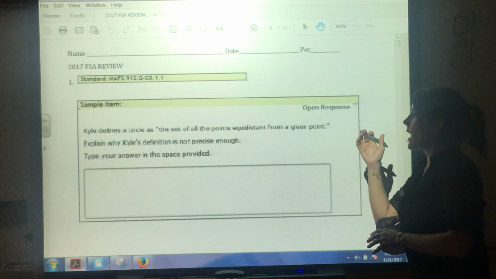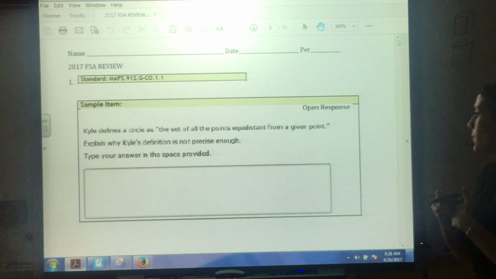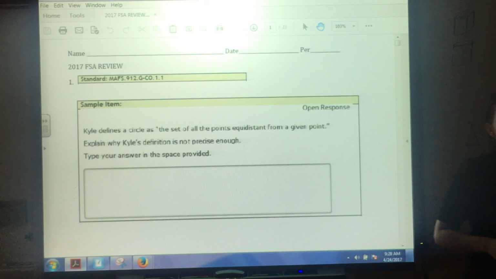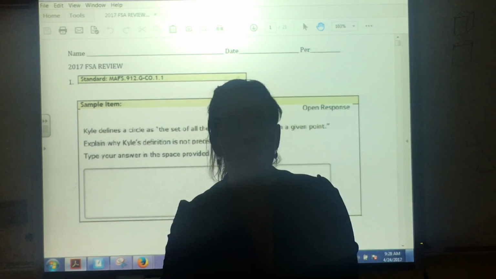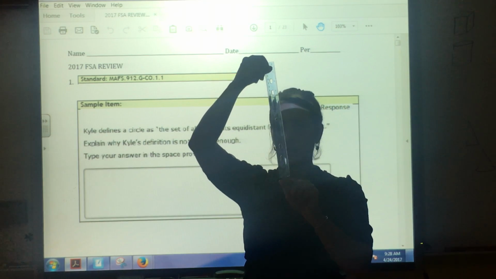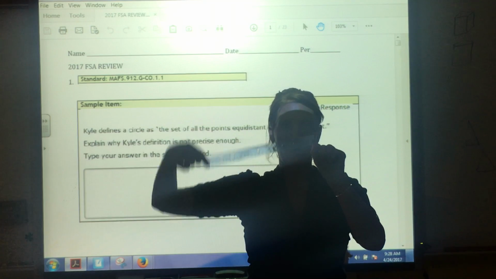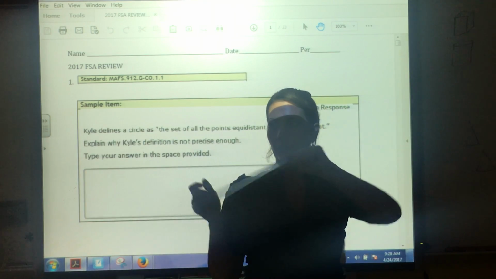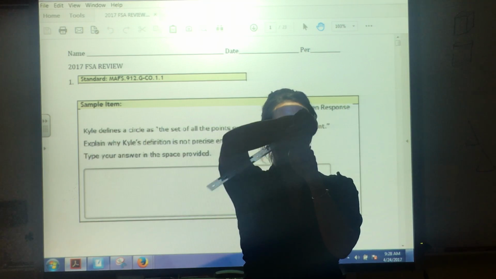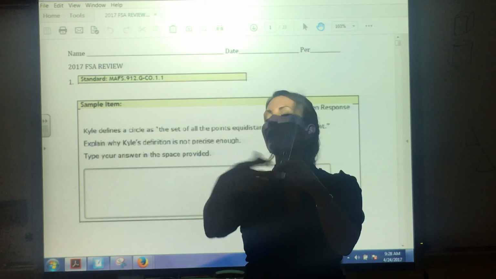So, number one, Kyle defines a circle as the set of all points equidistant from a given point. What is wrong with Kyle's definition? It's not precise enough. If we have a point and he's talking about the set of all points equidistant, here's my fixed point and I'm going around. That kind of makes sense as a circle, right? But what if I go this way, or this way? He's not talking about a circle, he's talking about a sphere.